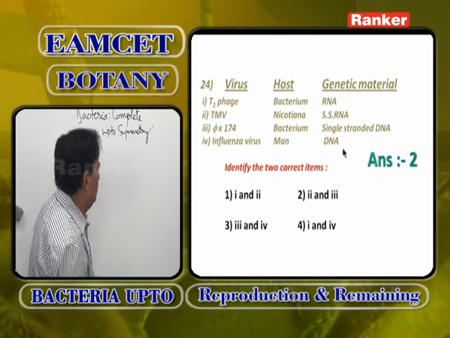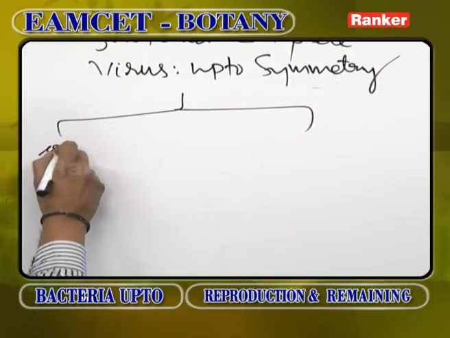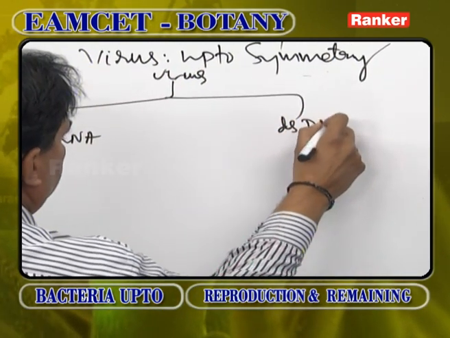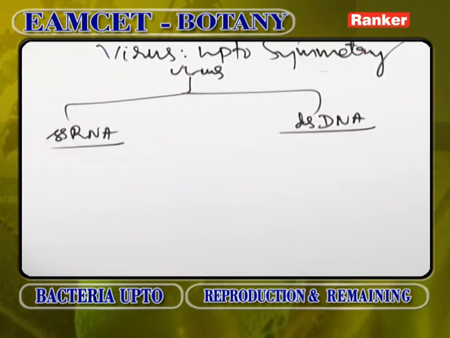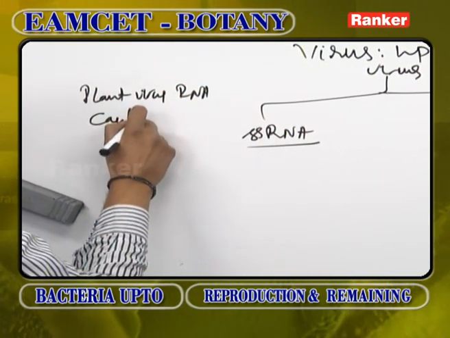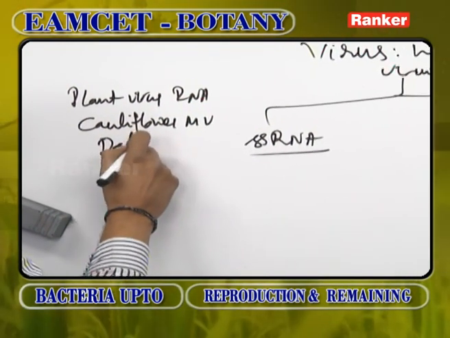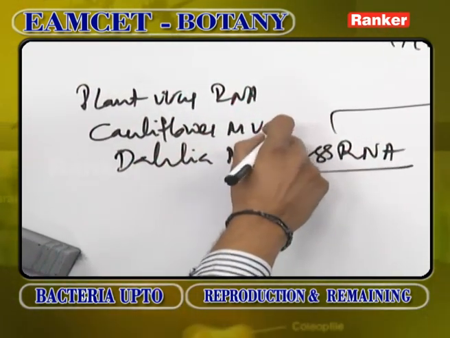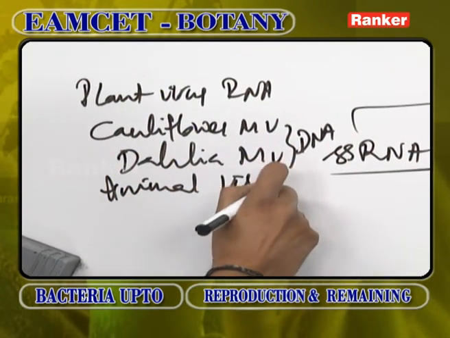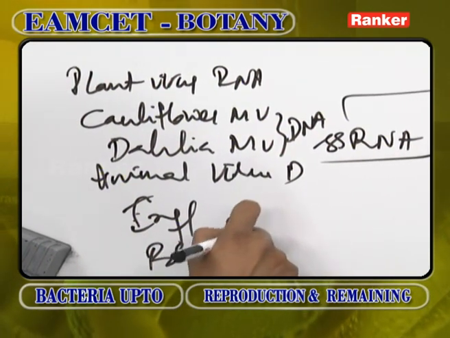So, I will write some important points. Normally viruses show either single stranded RNA or double stranded DNA. Normally plant viruses have RNA, but in cauliflower mosaic virus and Dahlia mosaic virus, the genetic material is DNA. Normally animal viruses have DNA, but influenza virus and polio virus have RNA.